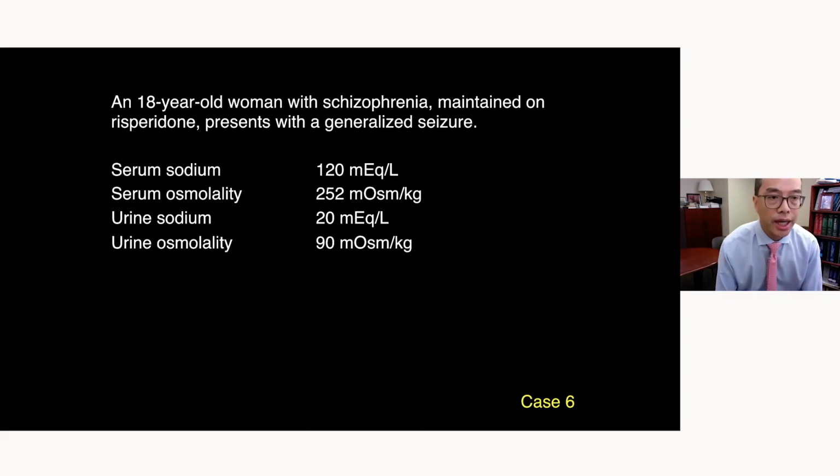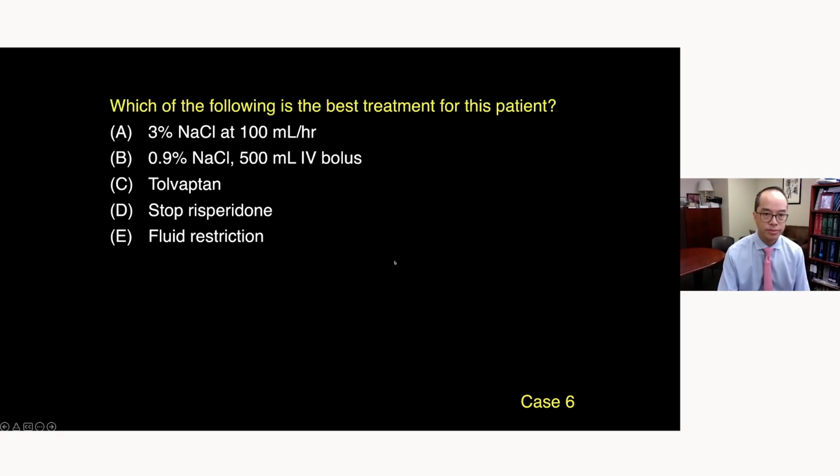Okay, moving on to the next case. Here's an 18-year-old woman with schizophrenia who's maintained on risperidone and presents with a generalized seizure. Her serum sodium is 120, serum osmolality 252, urine osmolality is 90. Which of the following is the best treatment for this patient? Is it 3% saline at 100 mL an hour, 0.9% sodium chloride at 500 mL IV bolus, tolvaptan, stop the risperidone, or fluid restriction?